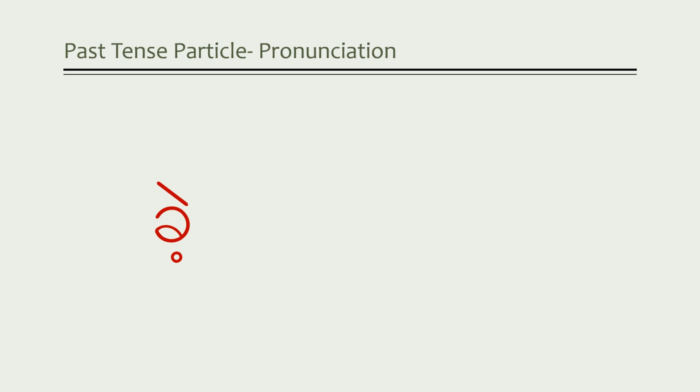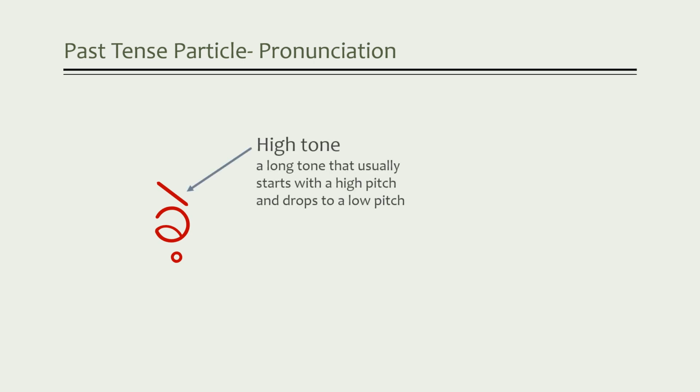This is what the past tense particle looks like. It's the letter ka, but it has two symbols that change that pronunciation. So this symbol normally creates a high tone, and that's the long tone that usually starts with a higher pitch and drops to low. It also switches the implied vowel sound from a to e. So it would be ke.